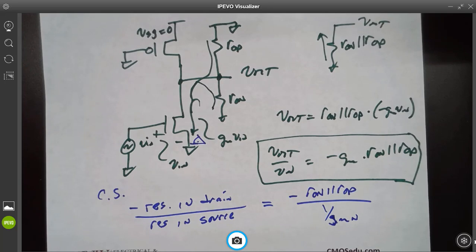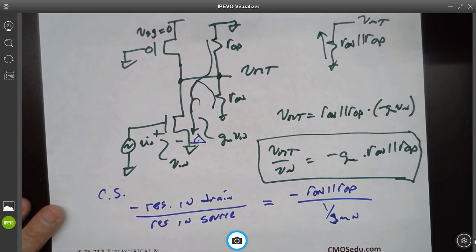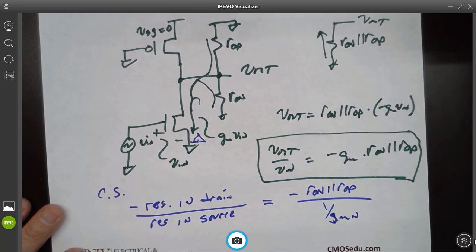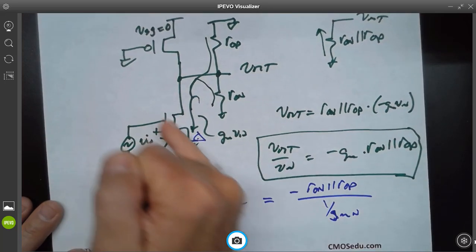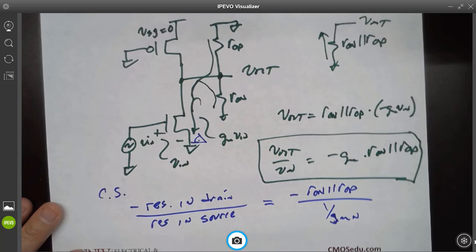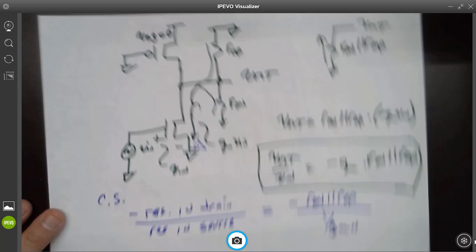Now I want to prove to you that the resistance in the source is 1 over GM, looking into the source. And so I'm going to ask you, how do I determine that, or how do I prove that? The way I'm going to do it is I'm going to put a test voltage in there, and I'm going to look at what the current that flows is. All right?